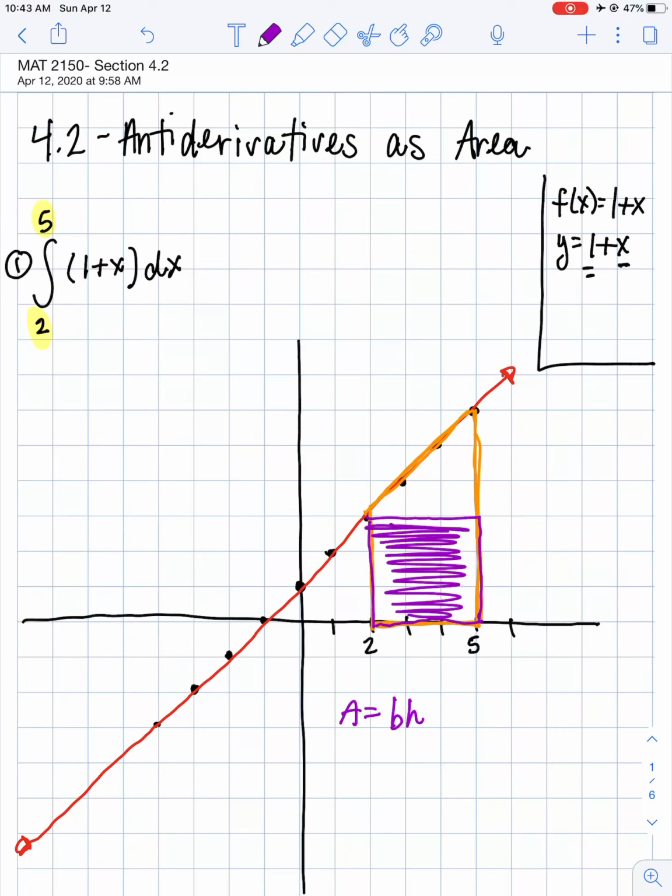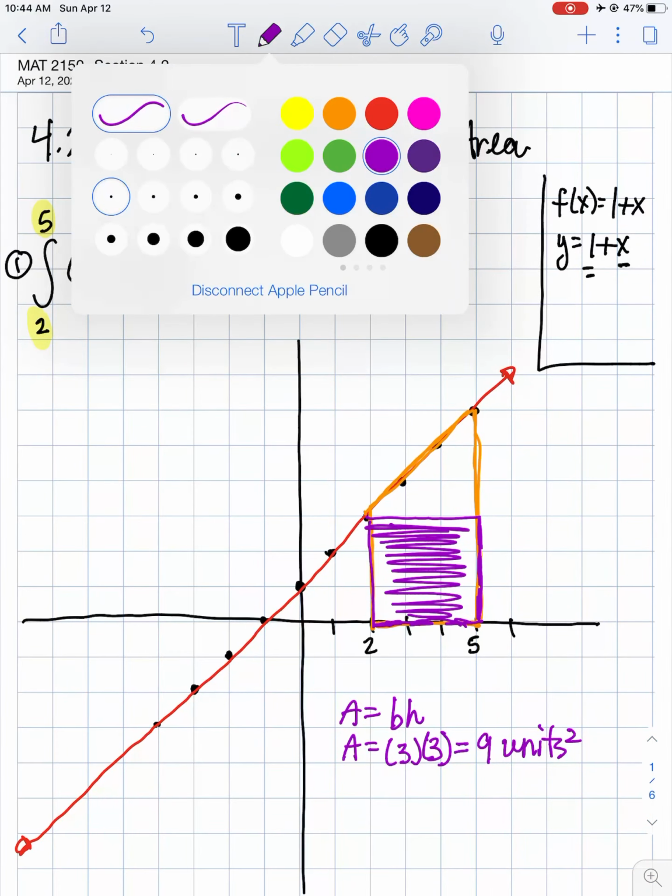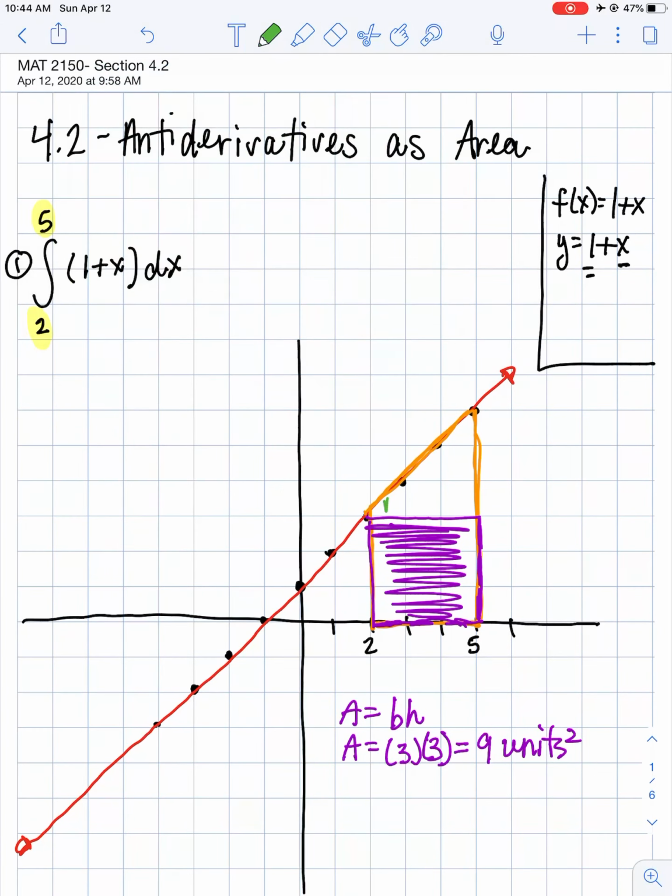If I want to focus on this part and find the area of this shape, the area would be base times height. Your base is 1, 2, 3, so your base is 3. Your height is also 1, 2, 3. So the area of that square is 9 units squared. We found the area of one piece, so now let's go find the area of the second piece.